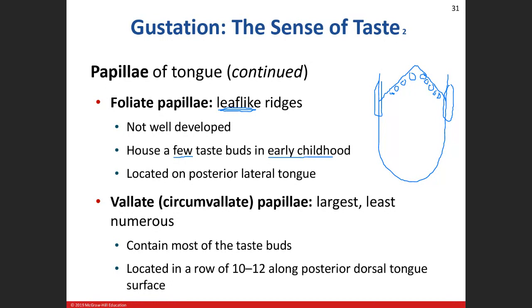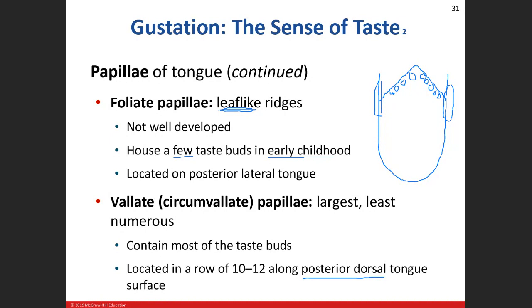It's also located on the posterior dorsal surface of the tongue. Dorsal is the top portion of your tongue. So when you stick your tongue out at somebody, that's the dorsal surface. And so these guys here are going to house the most taste buds out of any of the papillae.